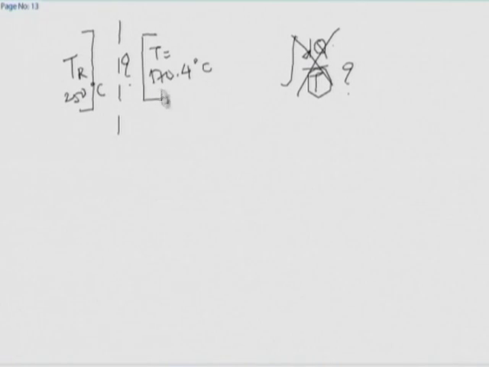So, in that case what we do is, see, the idea is, if you look at it from a system, you have delta S for the system, dQ for the system and T for the system.